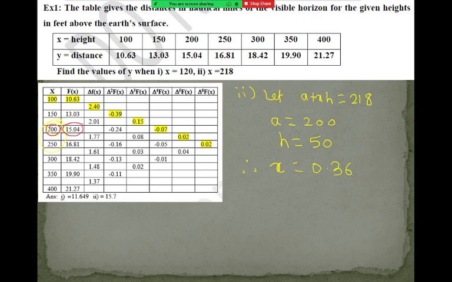This is a. A is 200. So f of a should be 15.04. Delta f of a is 1.77. Yes, now it is 1.77. This is delta square, this is delta cube, and this is delta 4. Again, you will observe this delta cube and delta 4 are very small. You can ignore delta cube, delta 4, or you can do the calculation at least up to delta cube. You will get 15.7 as the answer.